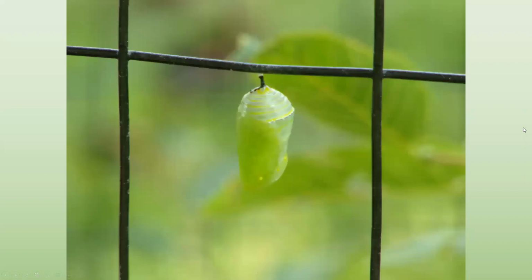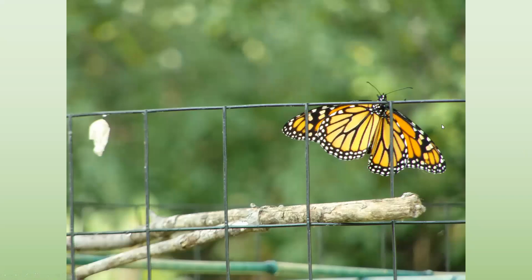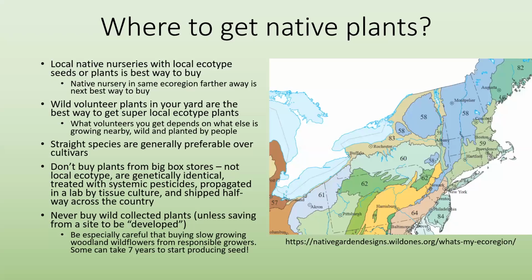A few weeks later, it starts to get translucent, and you can almost see the butterfly wings through here, which I think is really cool. And then the monarch butterfly comes out of that, and you can see the chrysalis here, still where it had come out of. This is the butterfly sunning itself and stretching its wings before it started flying after it came out, which is pretty cool. So where to get native plants?